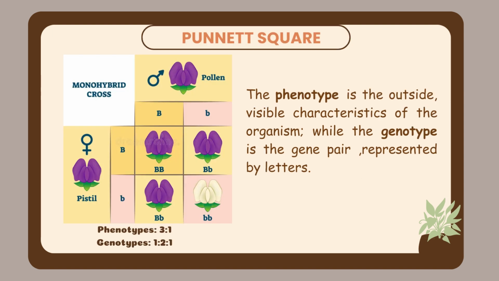So now let's move on to the Punnett square. So as you can see, the Punnett square consists of four squares. So let's define first the phenotype. Phenotype is the outside visible characteristics of the organism, while the genotype is the gene represented by letters. So phenotype is literally known for the visible characteristics of one organism, just like the colors of the flower or the petals, the actual characteristics only of the organism, while the genotype is the gene pair of the organism.